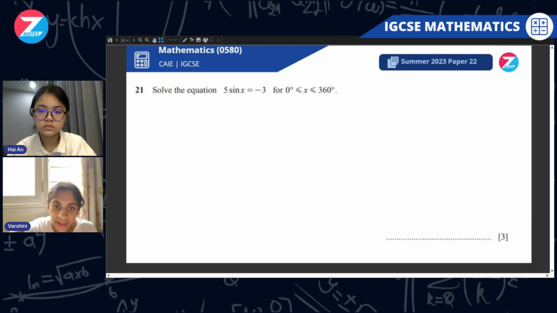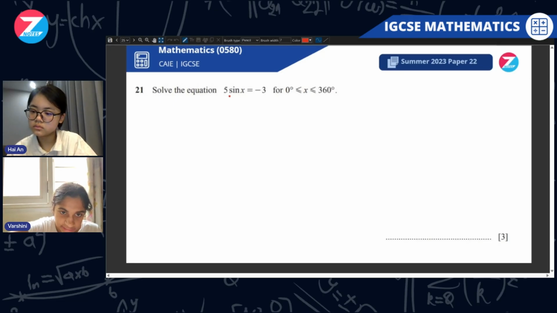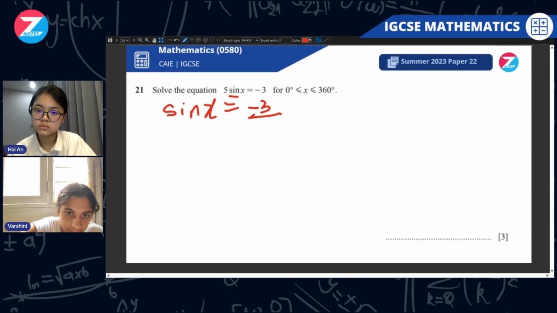Solve the equation 5 sine x equals negative 3 for 0 smaller than x smaller than 360. Okay, so first, let's get sine x on one side. So we have to divide both sides by 5 for that. So sine x equals minus 3 divided by 5.